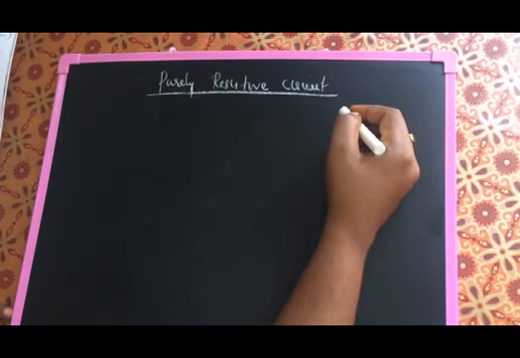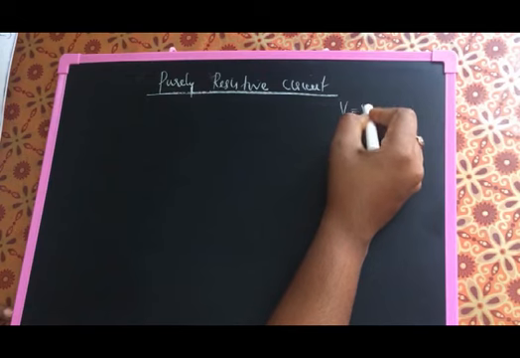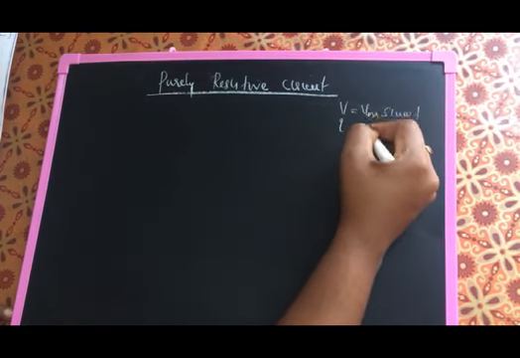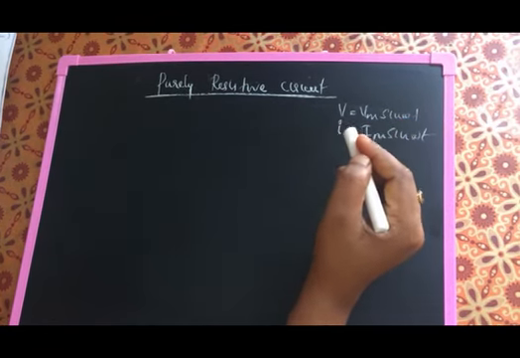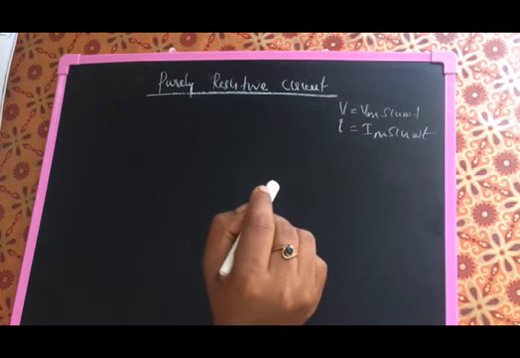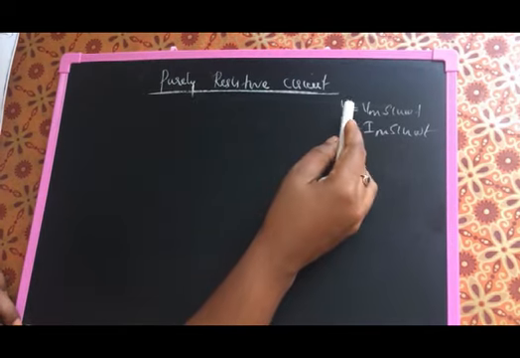Okay, so we have finished learning the equations in a purely resistive circuit, that is V is equal to Vm sin omega t and I is equal to Im sin omega t. From this we have to draw the phasor diagram and also the corresponding waveform of the resistive circuit. So let's check what is meant by phasor diagram.